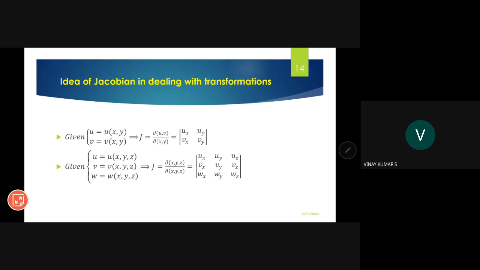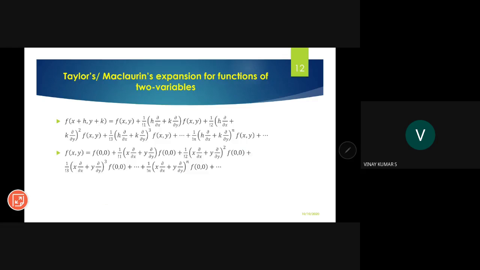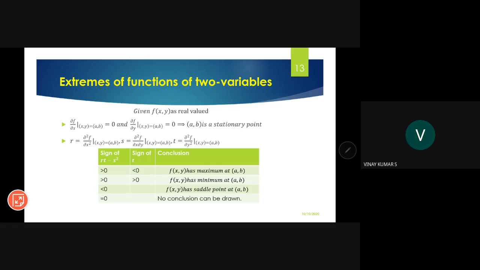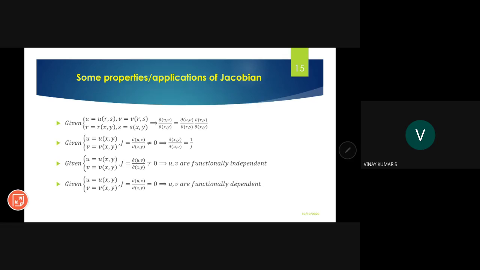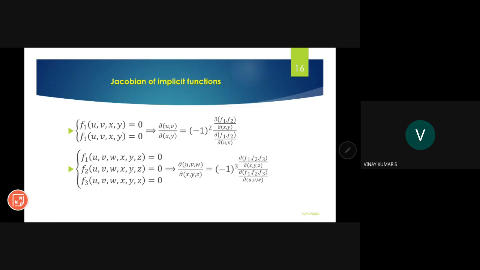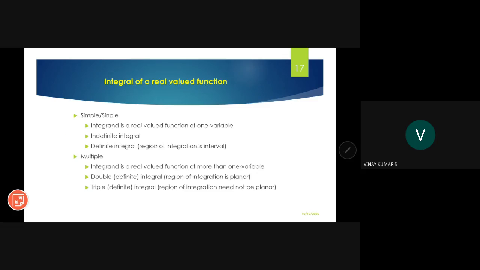Okay. So slide number 13 is important. Slide number 15 is important. Problems will come on those things. Now when we go to implicit function, you need not worry about that. Now okay, then we will go to integral.